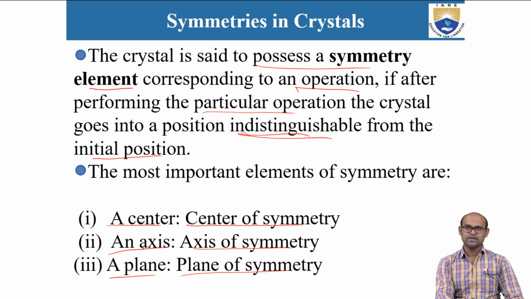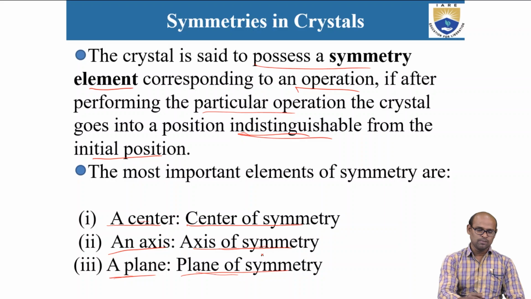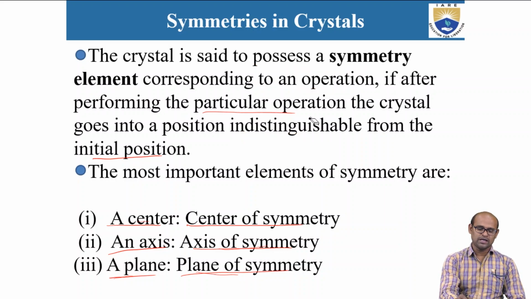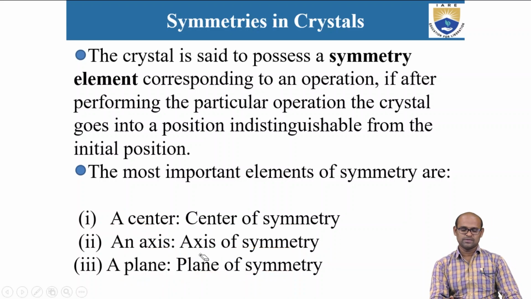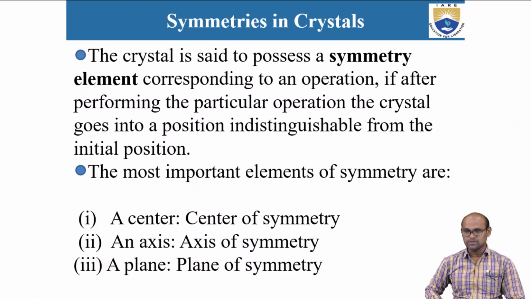If we perform a symmetry operation about an axis, and the resulting configuration is indistinguishable from the initial configuration, then we can say that the crystal possesses axis of symmetry. Okay, if the symmetry operation is performed about a plane and the configuration is the same as the initial configuration, then we can say that the crystal possesses plane of symmetry. So basically you can have different types of symmetry operations. Here the most important ones are three: center of symmetry, axis of symmetry, and plane of symmetry.